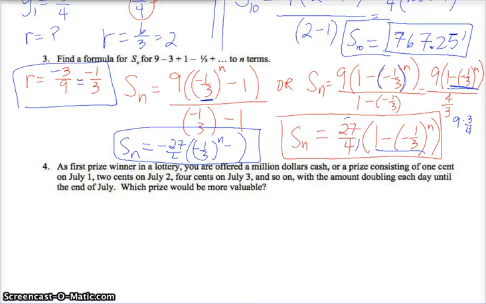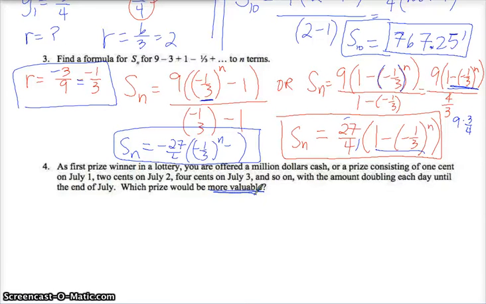As first prize winner in a lottery, you are offered $1 million cash, or a prize consisting of 1 cent on July 1st, 2 cents on July 2nd, 4 cents on July 3rd, and so on, with the amount doubling each day until the end of July. Which prize is more valuable? In other words, which one puts more money in your pocket? Which one would you choose? So take a moment and try to calculate that.